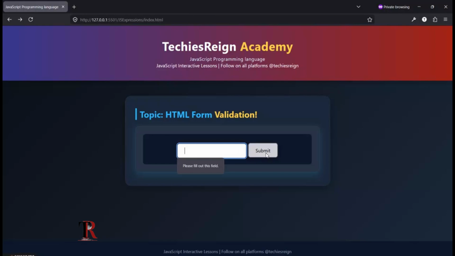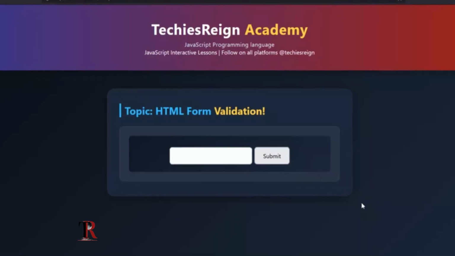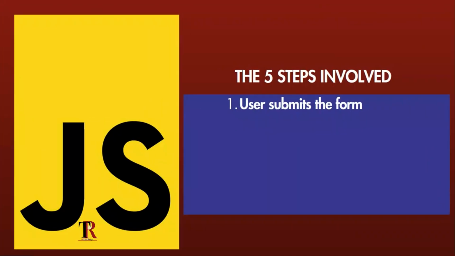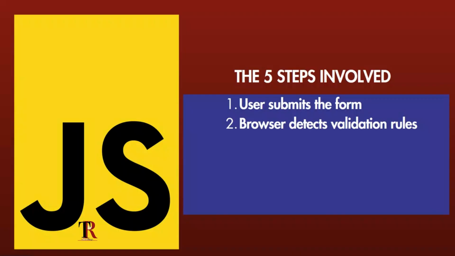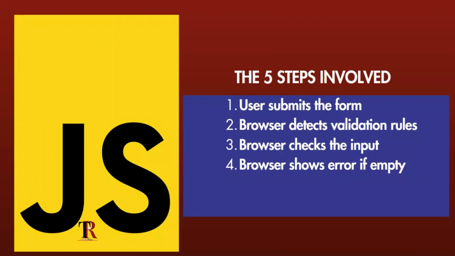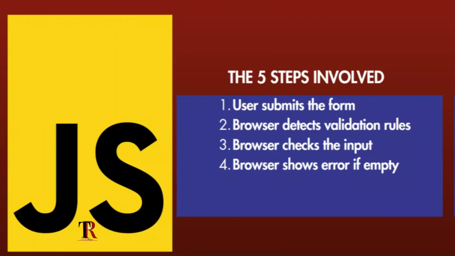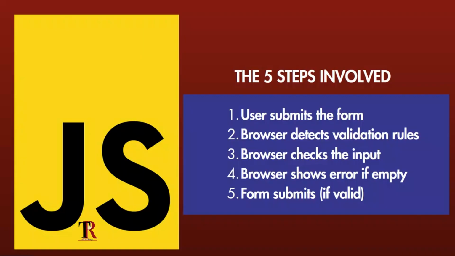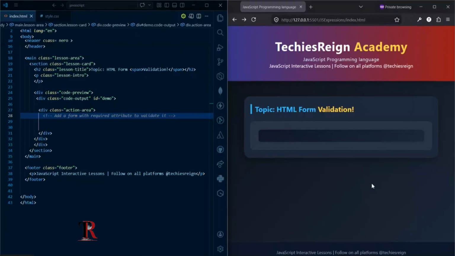So the form that you have here on the screen, we are going to build it out in quite a few steps to see how we can achieve HTML form validation using attributes without writing a single line of JavaScript code. We will do this in 5 steps and we are going to do it together. The first step is user submits the form. The second step is that browser detects validation. The third step is browser checks, the fourth step, browser shows error if empty. Lastly, the form gets submitted if it's valid. Let's build the form together.